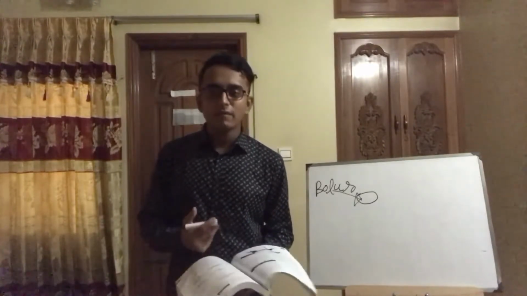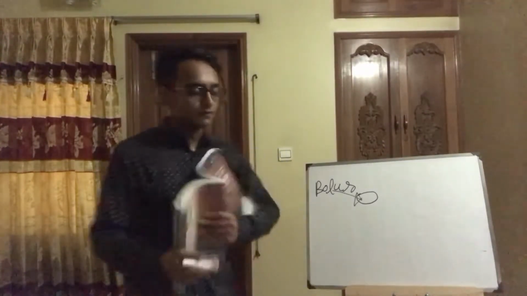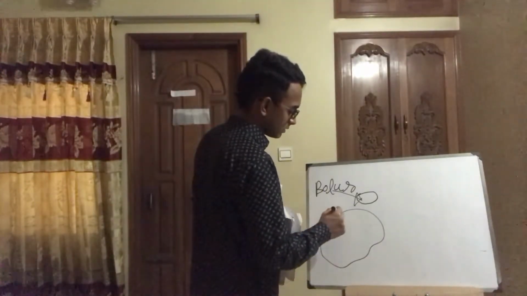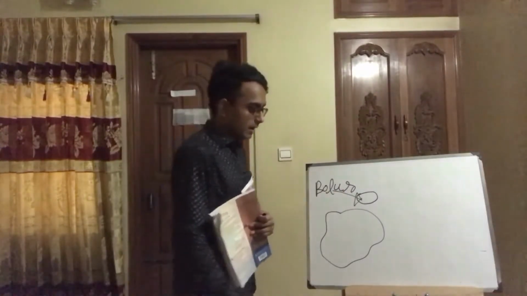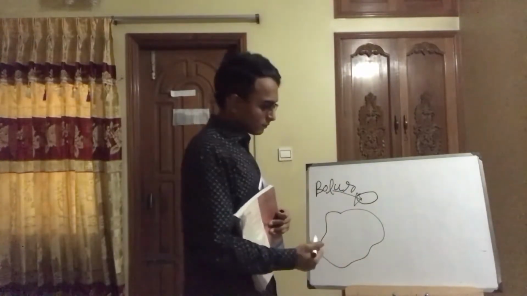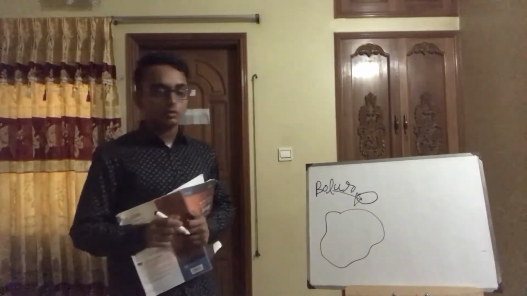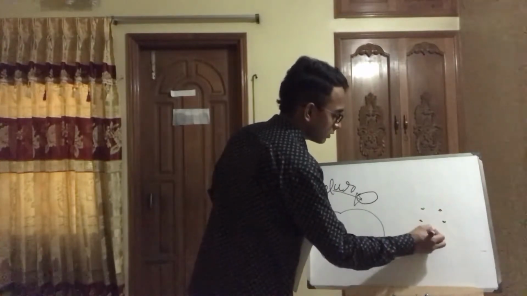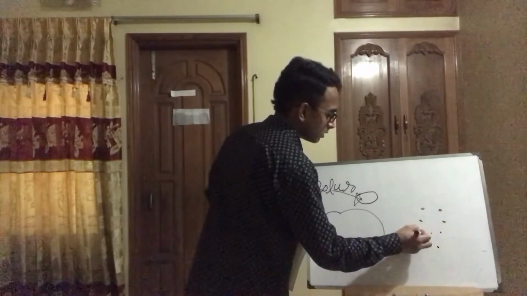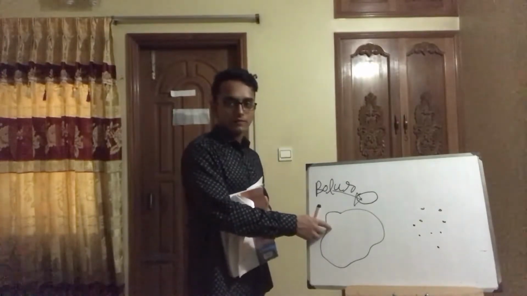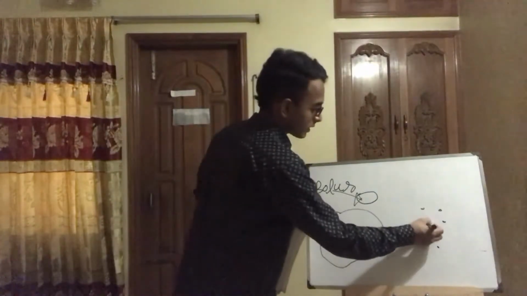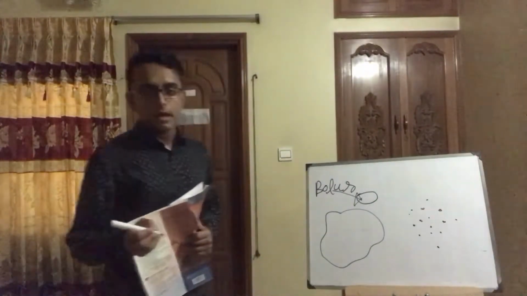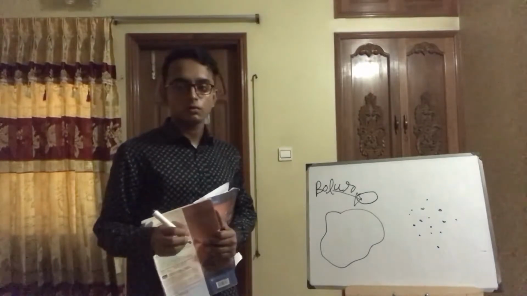So why is mechanical digestion needed? If a food particle was this big, it would have a small surface area, and so the rate of chemical reaction would be slower. But if the particles were smaller, the surface area would increase, and thus the rate of chemical reaction will increase.